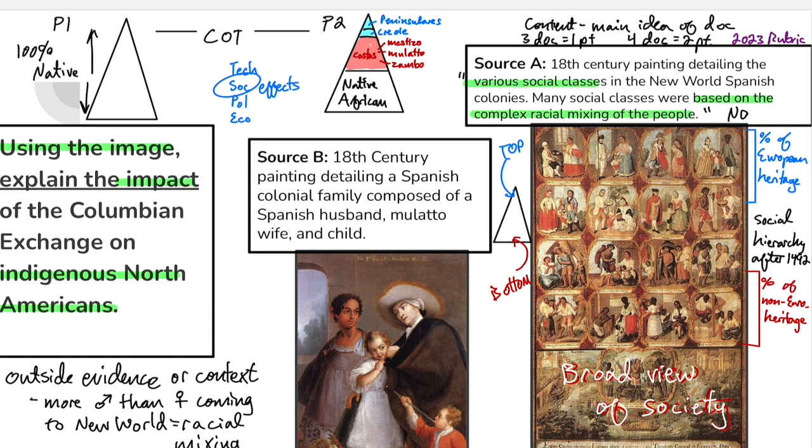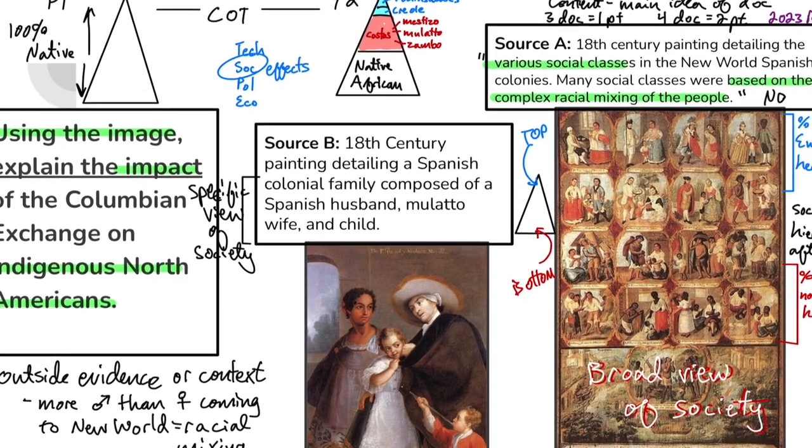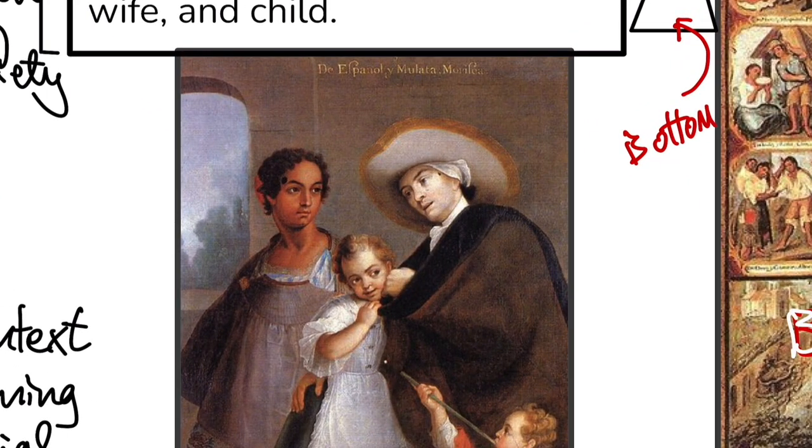Then with source B, 18th century painting detailing a Spanish colonial family composed of a Spanish husband, mulatto wife, and child. Technically, there's 2 children in this painting. Okay, so whereas source A shows this whole social hierarchy, this source doesn't show the whole social hierarchy of top to bottom. Instead, it does a closer look in at one of these families, one of these categories in the Costa system being represented. So again, if we were going to do a content statement, we wouldn't say this painting shows a Spanish colonial family composed of Spanish husband, mulatto wife, and their children. We would have to summarize it in our own words.